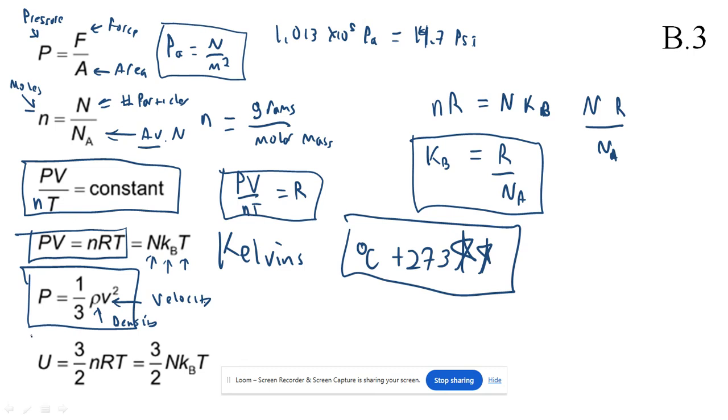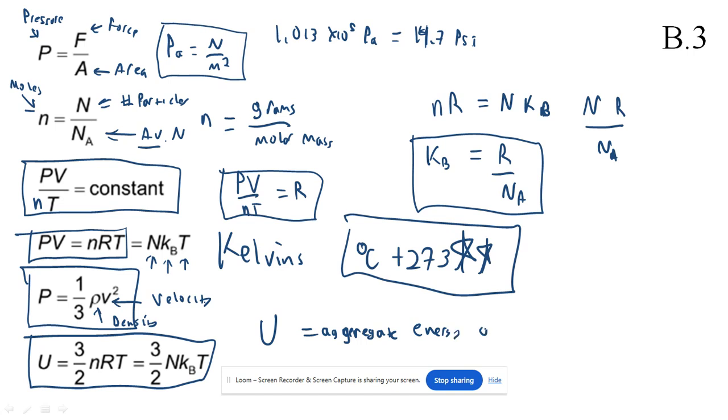And then down here, this is the internal energy of a gas. So this U is the aggregate energy of the gas. Okay, it's the total internal energy. So 3/2 nRT. This is, of course, T in kelvins, right? And then in terms of the number of particles and Boltzmann's constant, there it is. You're going to use this one more often, I feel like, but there it is.